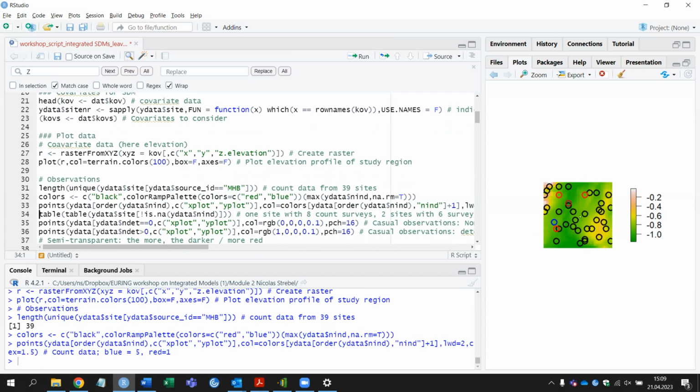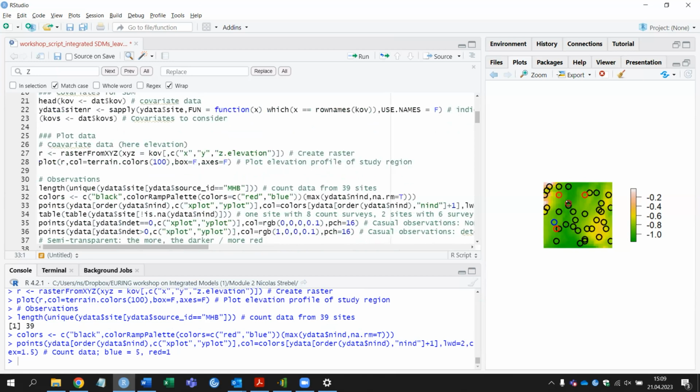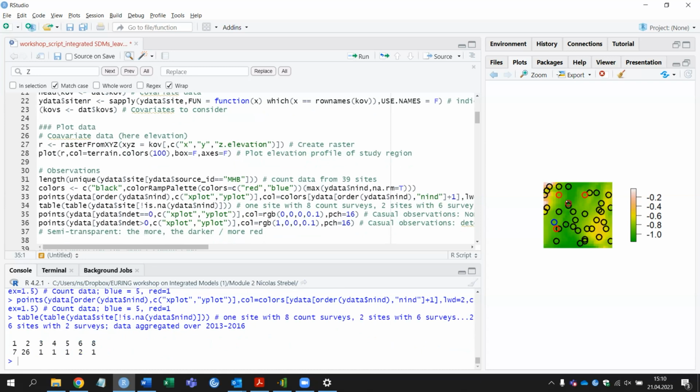Black means count of 0. Blue means the highest, which was 5, and red means 1, and that one is something in between, maybe 2 or 3 or something. Then we also have repeated visits in the count data. That's quite useful to estimate detectability. So yeah, some sites were repeatedly visited by counters, and some sites were repeatedly visited by people that filled checklists.